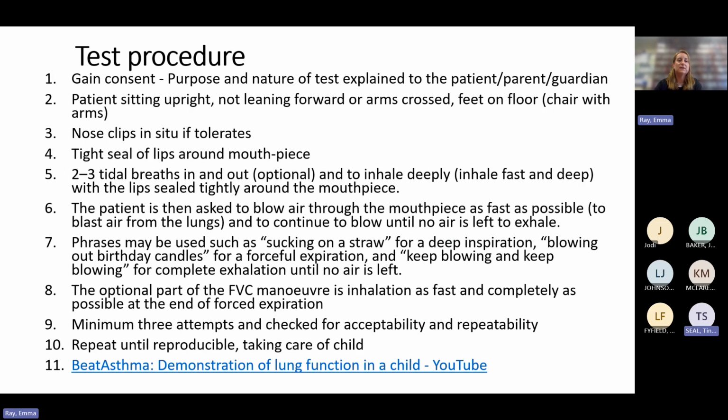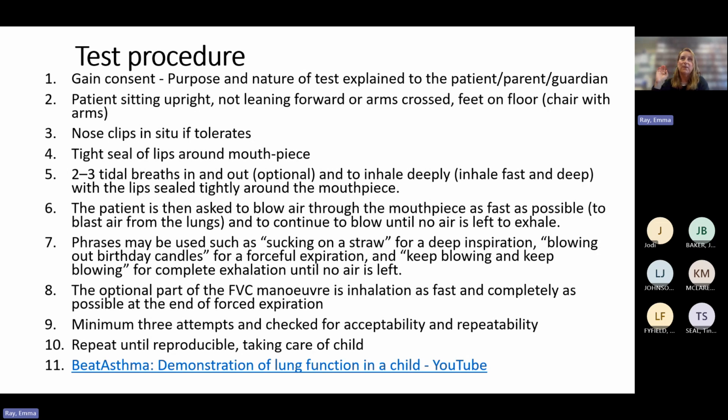So the test procedure, this is a bit wordy, and I'm sure you're all doing this anyway. So a bit like what I said earlier. If you're doing tidal breathing, those flow volume loops, they can be on the mouthpiece beforehand. But if not, you just ask them to take a really deep breath in, filling up their lungs as much as they can, and then blasting it out as fast as possible. You can use phrases like sucking on a straw, blowing out birthday candles, and keep blowing, and you keep guiding them to keep blowing to full expiration.